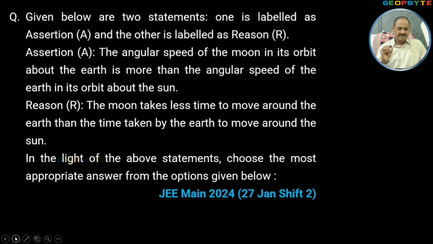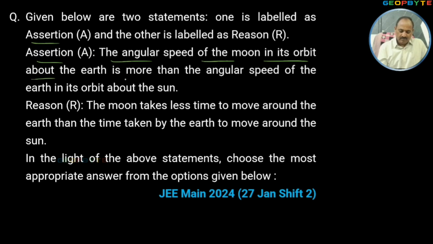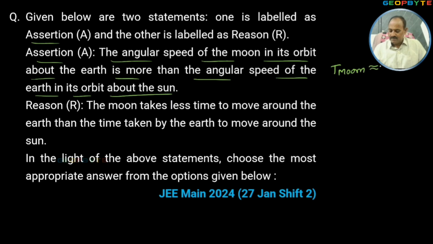Look at this problem. It is an assertion and reason kind of question. Assertion is given like this: the angular speed of the moon in its orbit about the earth is more than the angular speed of the earth in its orbit about the sun. Definitely, the time period for the moon is approximately 27 days, whereas the time period for the earth is around 365 days.